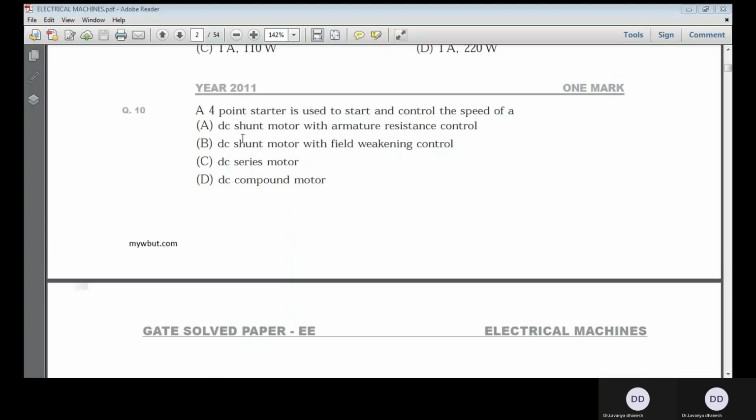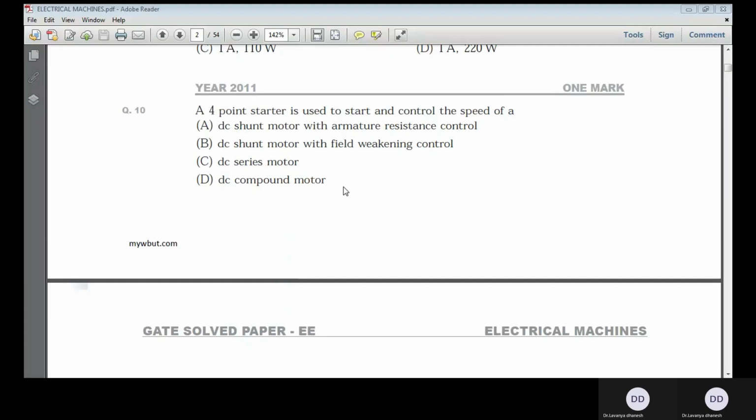So here we have four options: DC shunt motor with armature resistance control, then DC shunt motor with field weakening control, then DC series motor and DC compound motor. So what is the answer? Anybody has an idea of it? Yes. So what is the purpose of the 4-point starter?